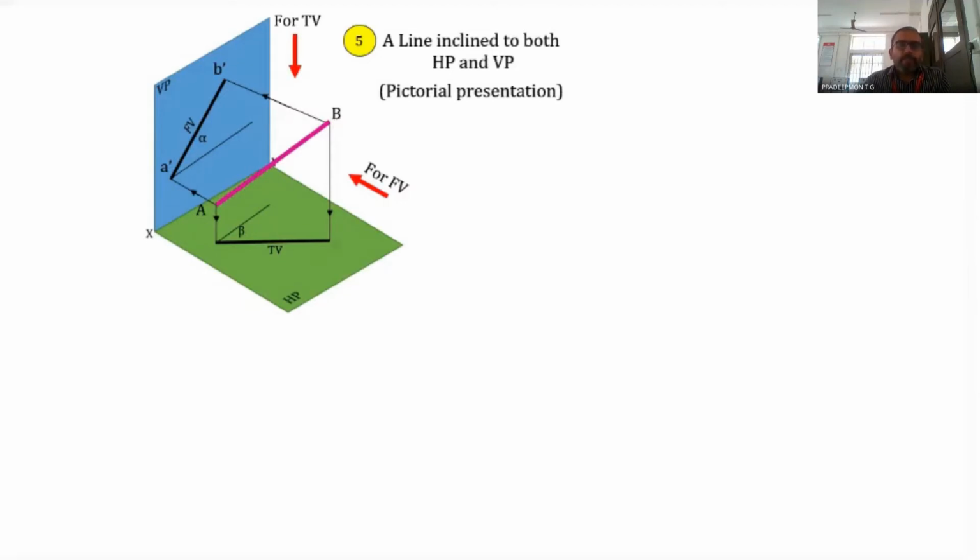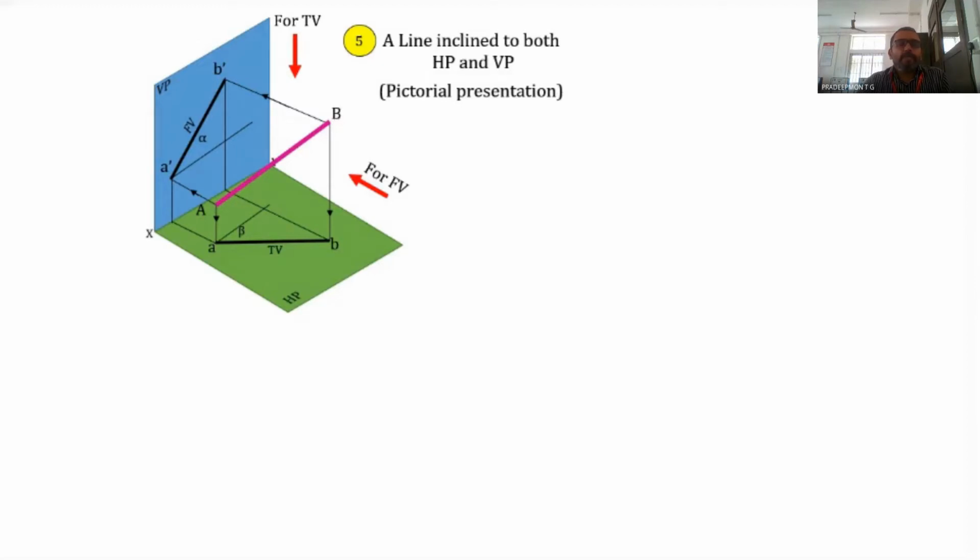Now this is AB. Now we join A dash and B dash with the XY line, or draw perpendicular projectors from the XY line to A dash and B dash. Likewise, we draw perpendiculars to the XY line to A and B. So this is the complete projection in three-dimensional representation, or in the pictorial representation.